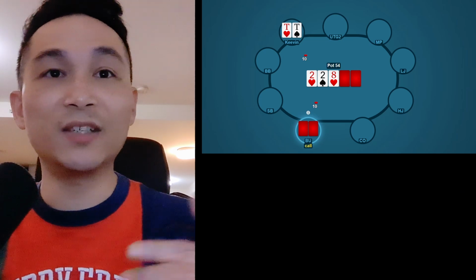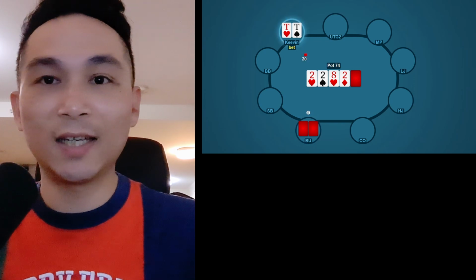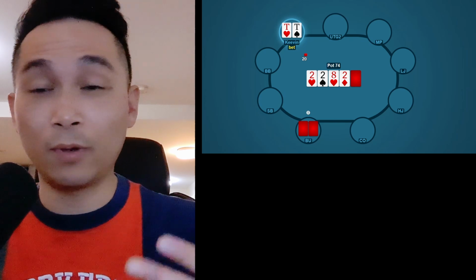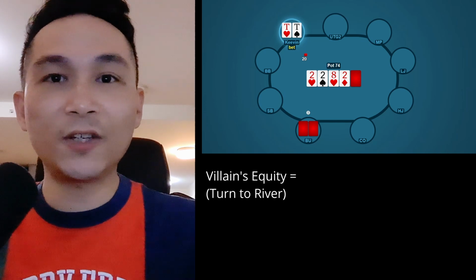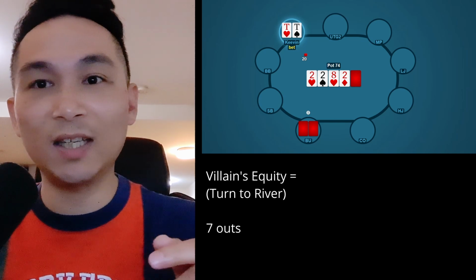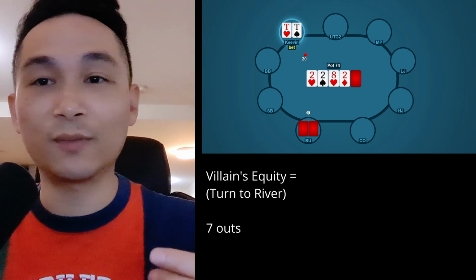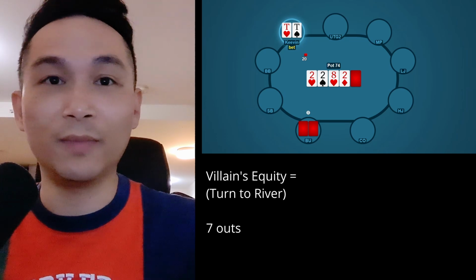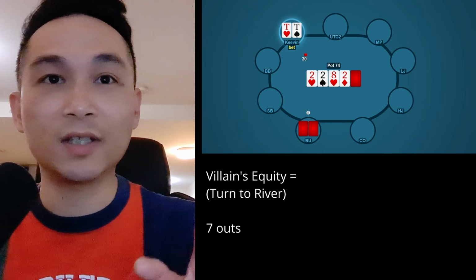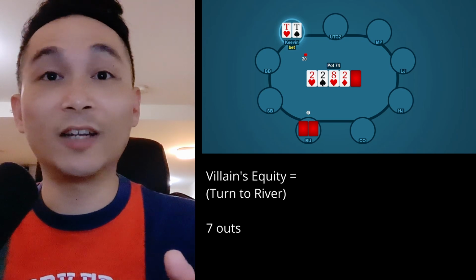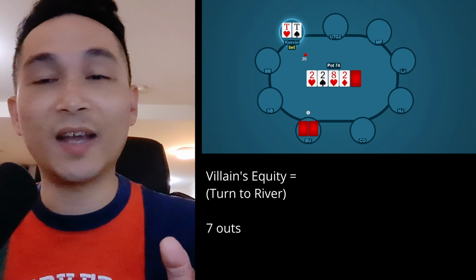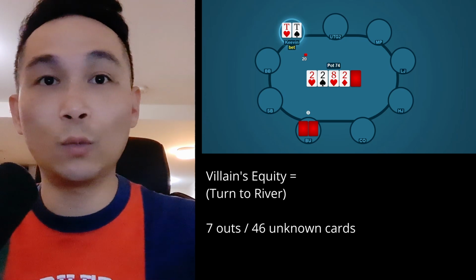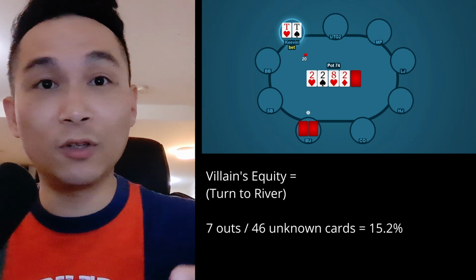When the turn comes a deuce, I bet $20. Let's go through the same math to see if this bet was positive EV or not. On the turn, he now has 7 outs. His outs increased from 6 to 7 because a 4th deuce can counterfeit me now if he has 2 overcards. We also have 1 less unknown card now. So his equity on the turn is 7 out of 46, which equals 15.2%.